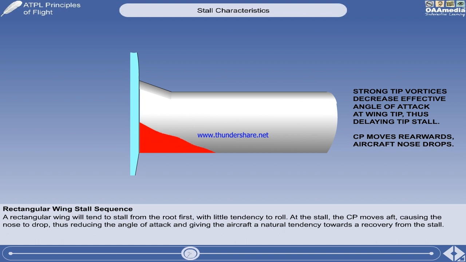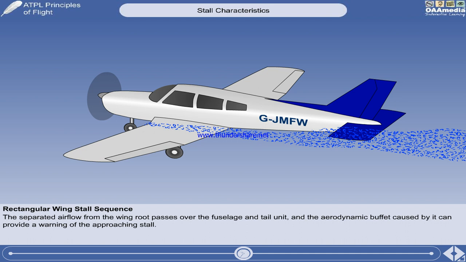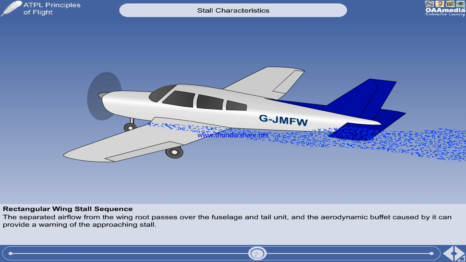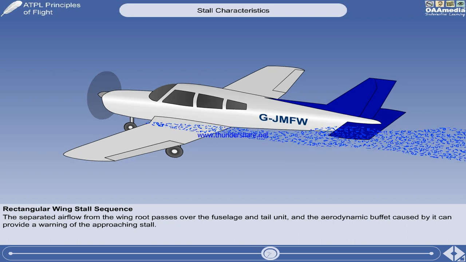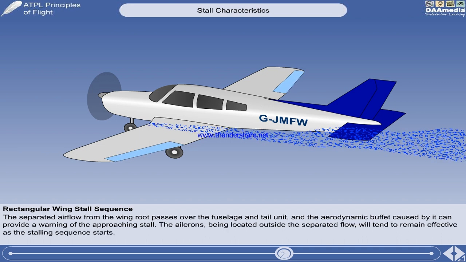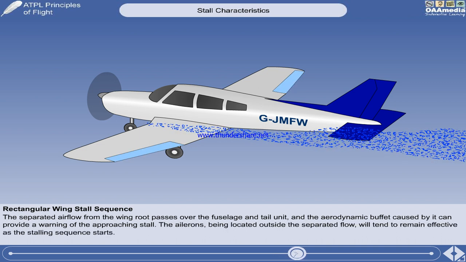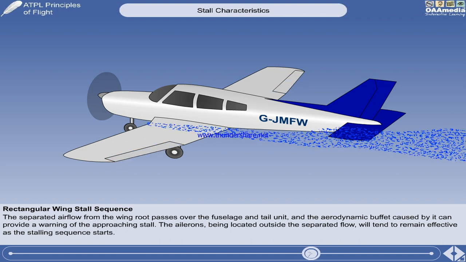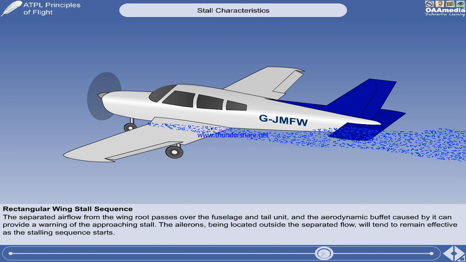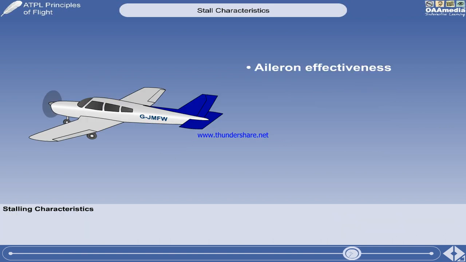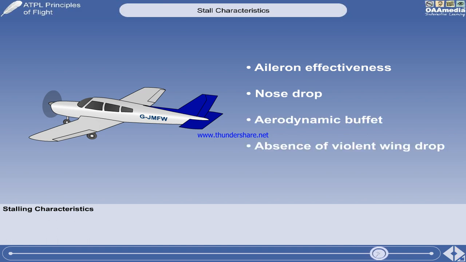As the aircraft stalls, the centre of pressure moves aft, causing the nose to drop, thus reducing the angle of attack. This gives the aircraft a natural tendency towards a recovery from the stall. The separated airflow from the wing root passes over the fuselage and tail unit, and the aerodynamic buffet caused by it can provide a warning of the approaching stall. The ailerons, being located outside the separated flow, will tend to remain effective as the stalling sequence starts. All these factors give the most desirable kind of response to a stall, namely aileron effectiveness, nose drop, aerodynamic buffet, and absence of violent wing drop.